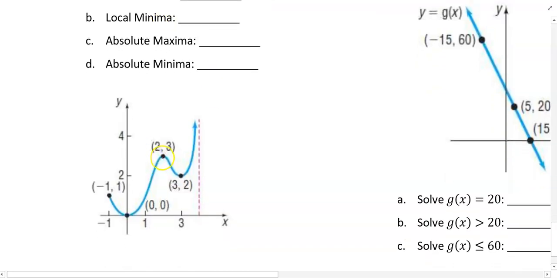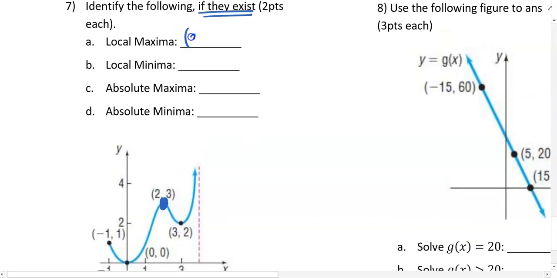So as far as that goes, we do have a local maximum right here at 2, 3. So that's clearly a local maximum. As far as a local minimum goes, well, here's a local minimum if we look within that neighborhood, and here we have a local minimum as well. So we have two local minima. Those occur at 0, 0, and we also have one at 3, 2.